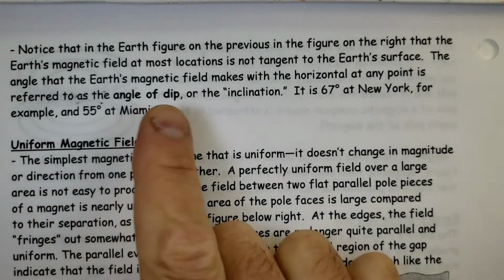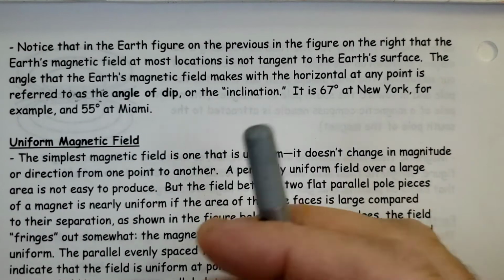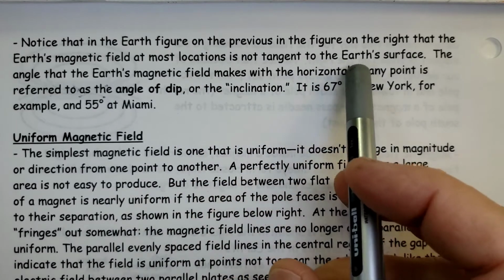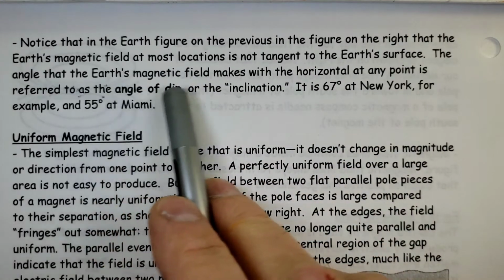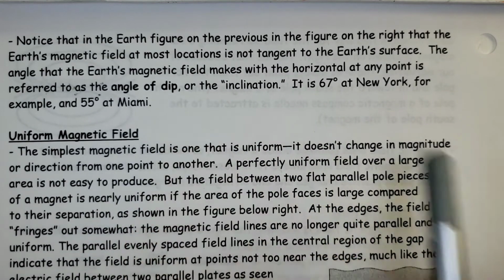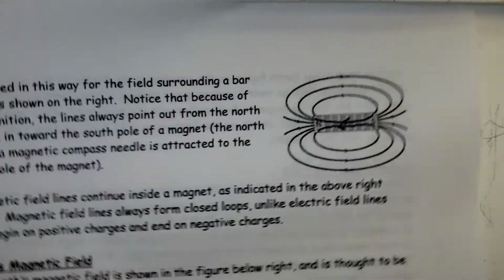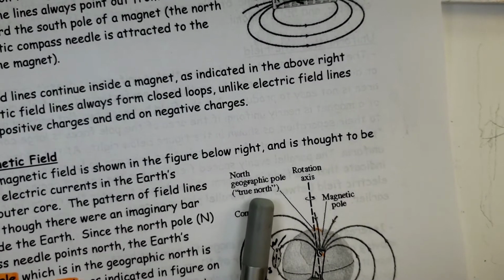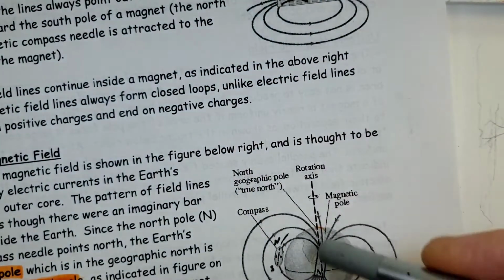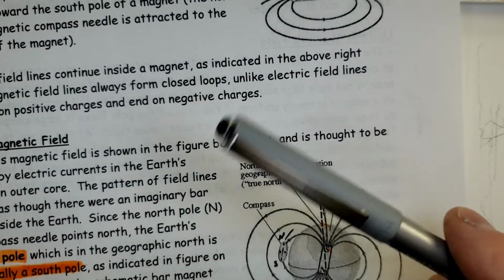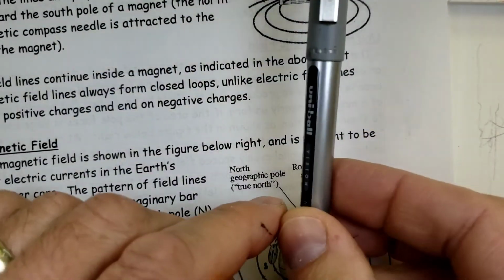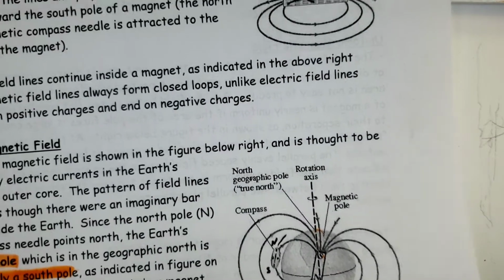Okay, on the last page, notice in the figure on the right that the Earth's magnetic field at most locations is not tangent to the Earth's surface. The angle that the Earth's magnetic field makes with the horizontal at any point is referred to as the angle of dip. So you can see here, right here, it's kind of parallel to the Earth, but as we move up, it dips down. So if you're at the North Magnetic Pole, the interesting thing is your compass would just spin around until you tilted it on its side, and then it would point straight down into the Earth.